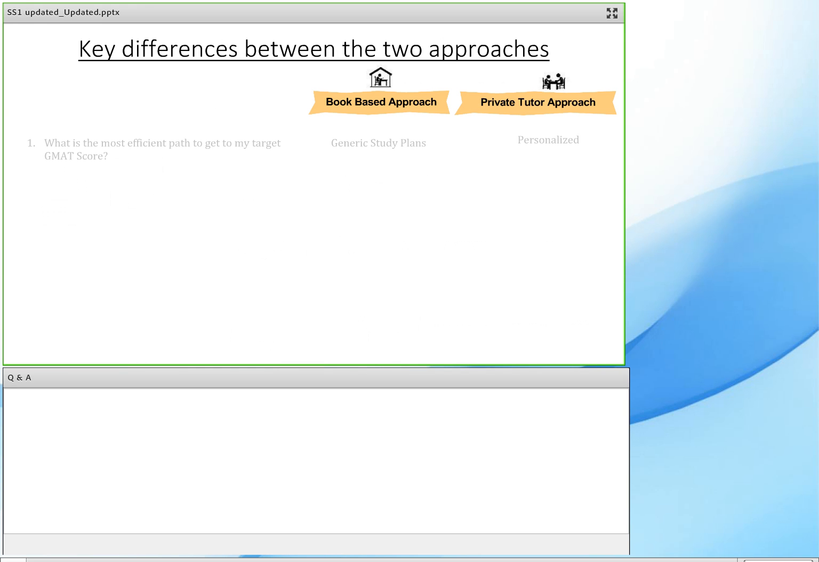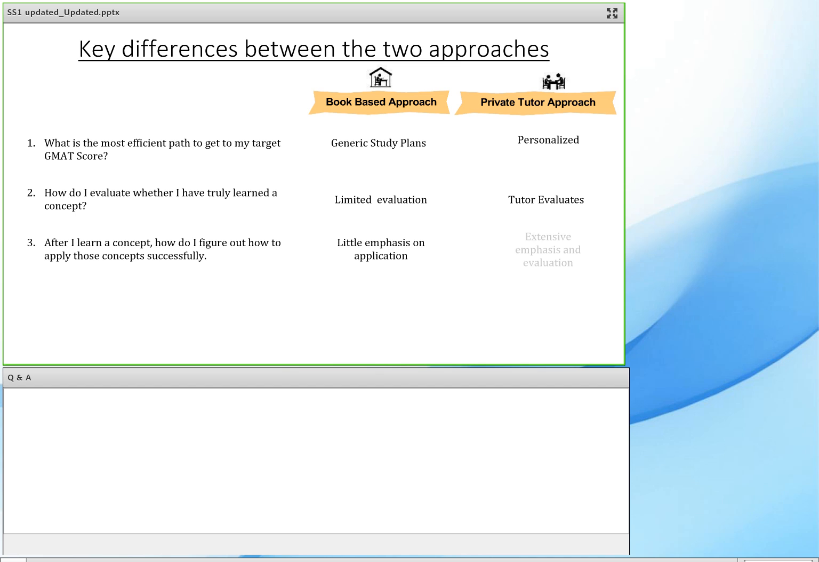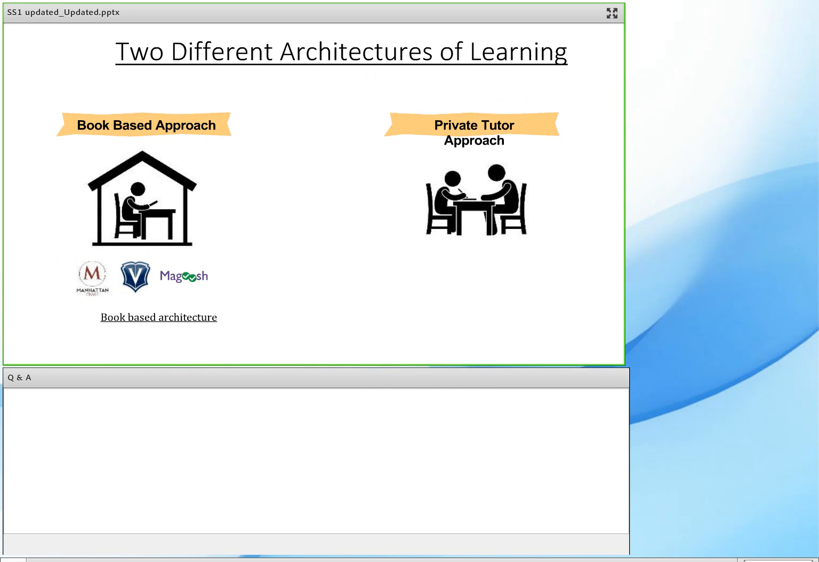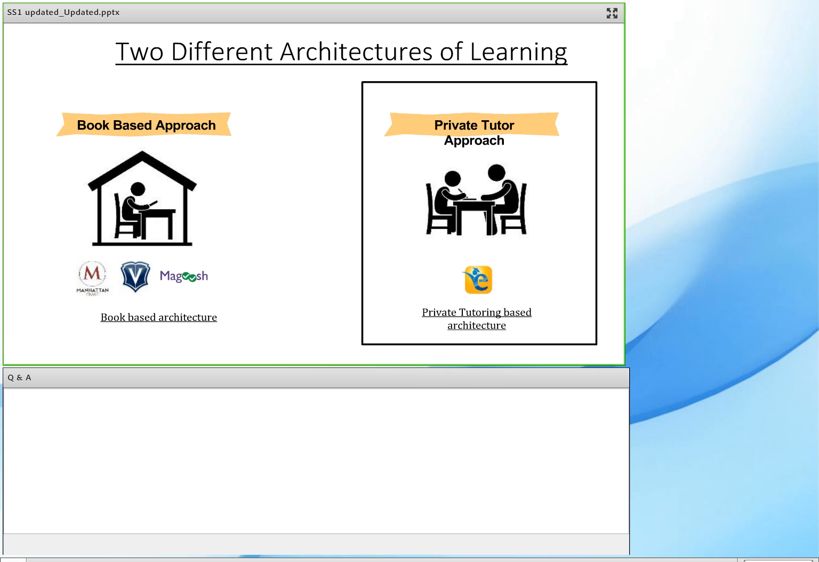So what's the difference between these two approaches? While you're learning the same content, the extent of personalization, the extent of feedback, the extent of learning application is a lot more in this private tutor-based approach. So let's see, why do we say that most of the other courses are built around this book-based approach, whereas e-GMAT is built around this private tutoring-based architecture?